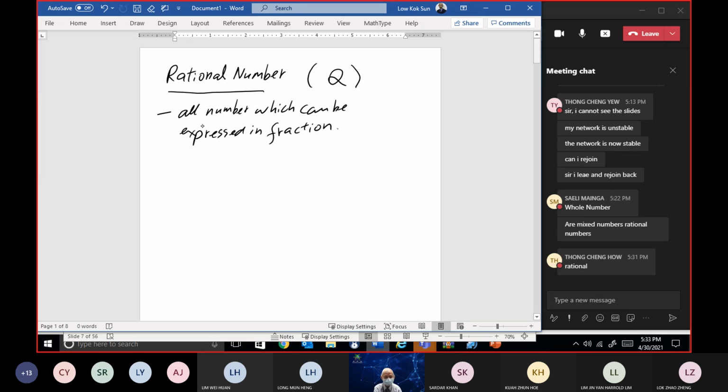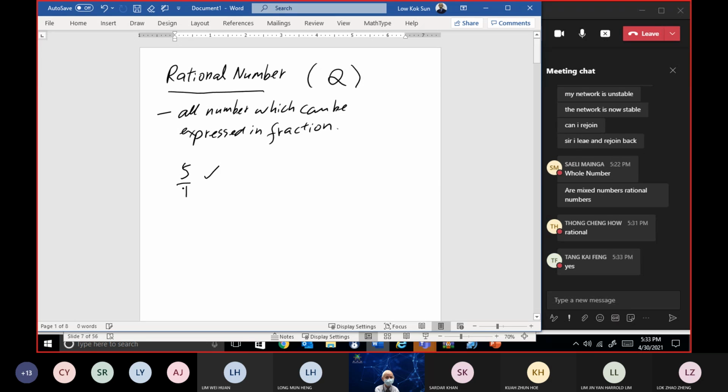If I simply write, is 5 a rational number? Yes or no? Yes, because it can be expressed as a fraction. Or even 5, you can say it's actually equal to 20 divided by 4. It's a fraction.